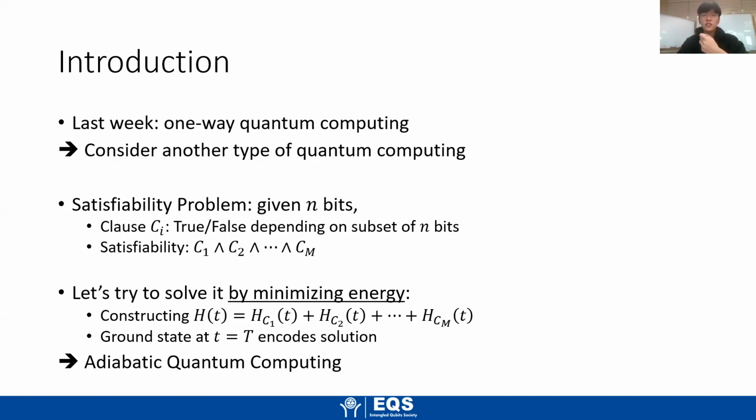So let's try to solve this by minimizing some energy function. And we can construct some time-dependent Hamiltonian with m terms, and each term corresponds to some clause. And we want to make this Hamiltonian so that the ground state at time t equal to large T encodes the solution. And we call this adiabatic quantum computing, where we try to use the adiabatic theorem to prepare this ground state of the final Hamiltonian. Then we can measure this state in order to find the solution to our problem. So this is the basic overview of what we're trying to discuss today.